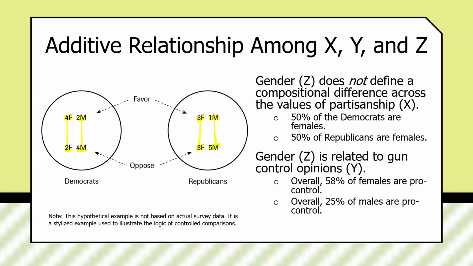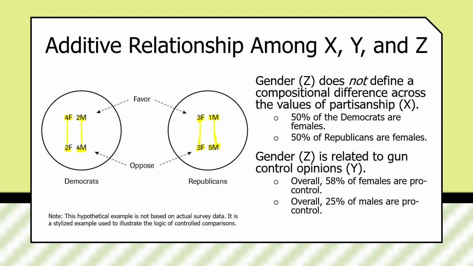Here's the dynamic, and let's just review what we were just looking at there in the diagram. Gender, and this of course is the linchpin point here, does not define a compositional difference across the values of partisanship. 50% of Democrats are females, 50% of the Republicans are females, so we have a compositional difference that's not a difference. It's just a compositional parameter. The parties are equal in terms of their gender composition.